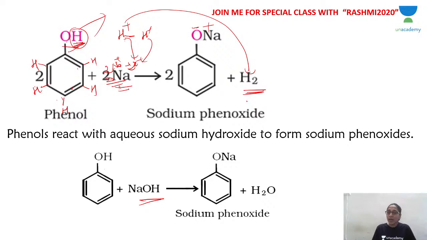It need not be just a reactive metal like sodium. Even aqueous sodium hydroxide solution can release the H plus ion, giving the sodium phenoxide ion. So sodium phenoxide is formed because this H plus is acidic, because phenol is acidic.